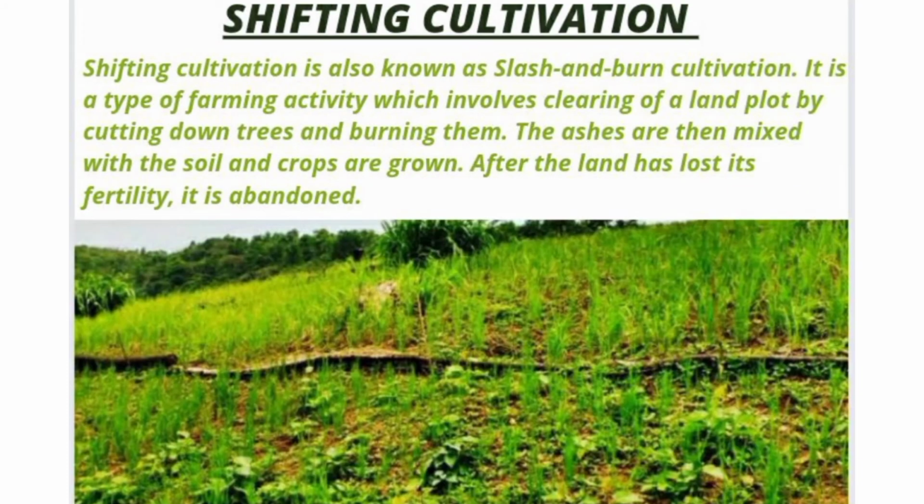Shifting cultivation. Shifting cultivation is also known as slash and burn cultivation. It is a type of farming activity which involves clearing of a land plot by cutting down trees and burning them. The ashes are then mixed with soil and crops are grown. After the land has lost its fertility, it is abandoned.